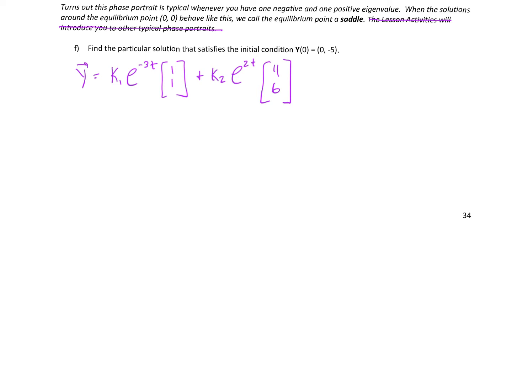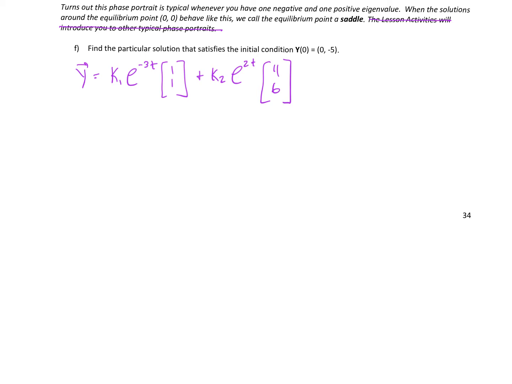So you can use your favorite method to solve a system of two equations with two unknowns. I am going to use elimination here by putting the second equation under the first, and I'm going to subtract the two equations. So my k1 minus k1 goes away, and then 11k2 minus 6k2 is 5k2, and 0 minus -5 is 5, which means k2 is 1.